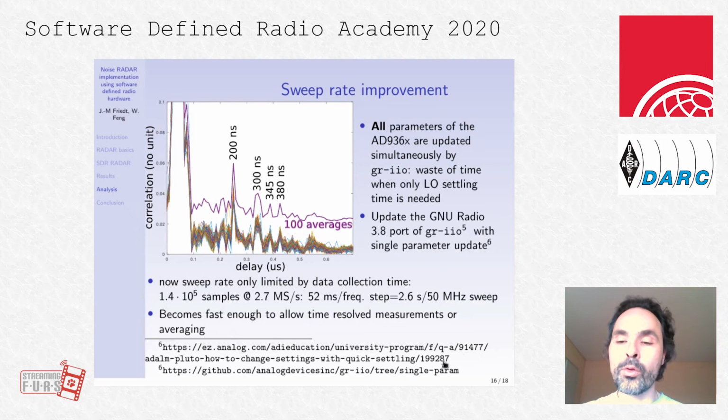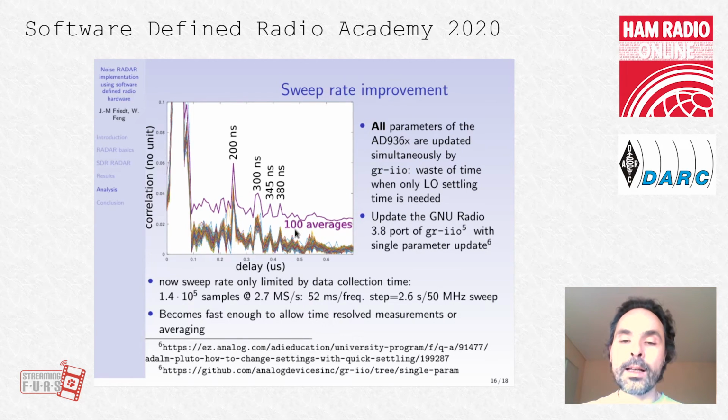And indeed, if you port this update of GRIIO to the 3.8 version of GNU Radio, now we have a stabilization time that is well within a few milliseconds. So by sweeping the frequency with such a high speed, by only tuning the local oscillator and not all the parameters of a PlutoSDR, now we can run about 100 averages, and it only takes the time needed to collect the data from the radio frequency stream to the PC to calculate the time it takes to do such a measurement.